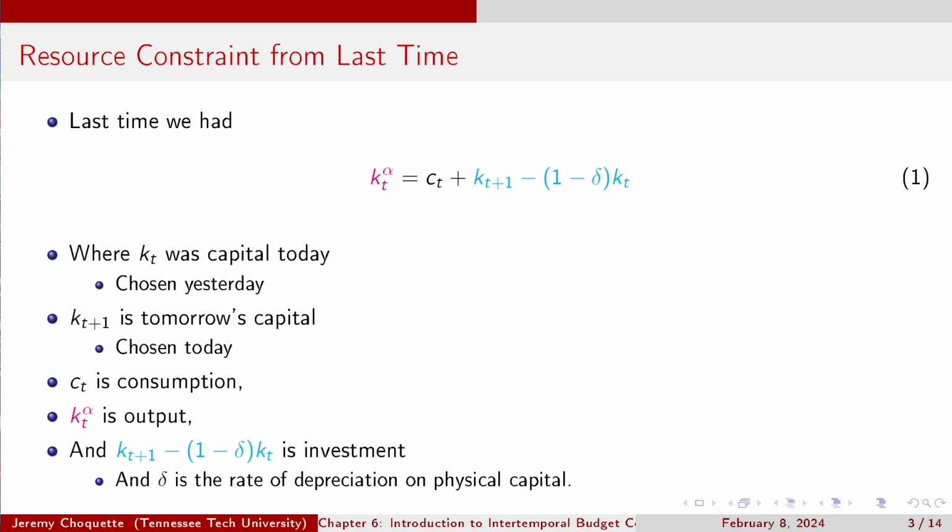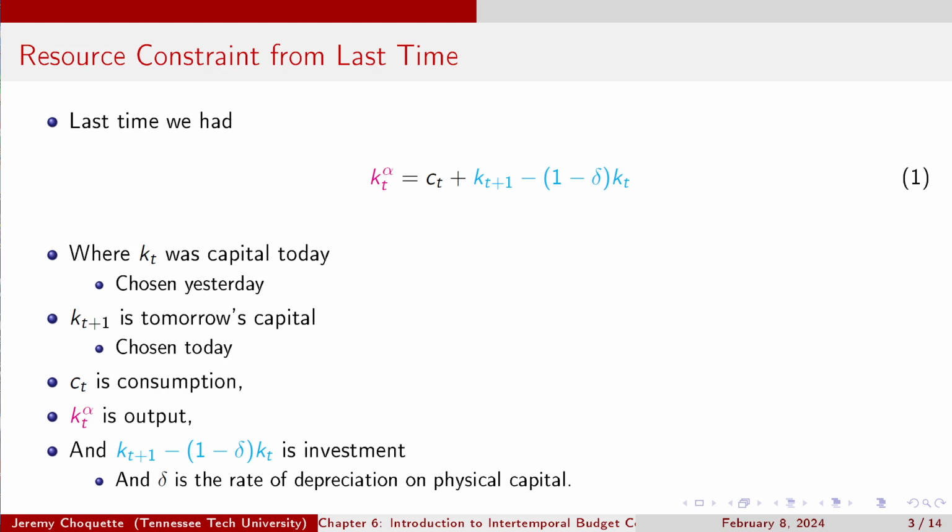Okay, last time we got this right here. This was our resource constraint, right? It was K_t to the alpha, or output. K_t to the alpha is our production function. Capital goes in, production output comes out. And that can be split between consumption, consumer goods, like buying a TV for your house, and investment goods. And investment goods is really the flow of capital over time.